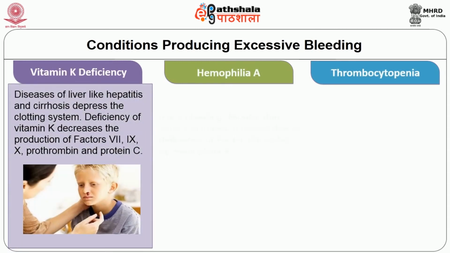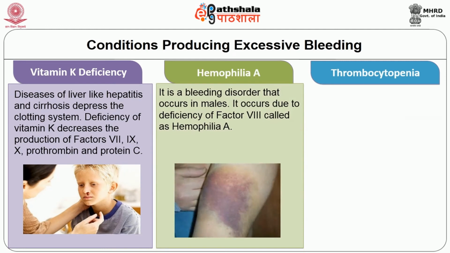The first one is vitamin K deficiency. When does this occur? This will occur in diseases of the liver like hepatitis and cirrhosis. All these cause malfunction of the liver, which in turn decreases the production of clotting factors and depresses the clotting system. Deficiency of vitamin K decreases the production of factors 7, 9, 10, prothrombin and protein C.